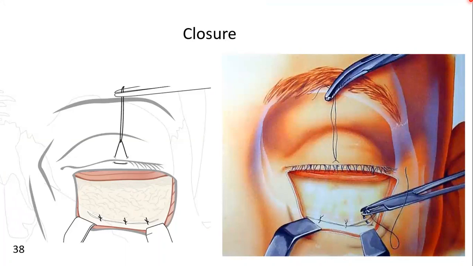Now, how is it closed? The closure can be performed in 2 or 3 layers: periosteum, muscle, which is optional, and skin. The periosteum is draped over the bony surface and closed with resorbable interrupted sutures.